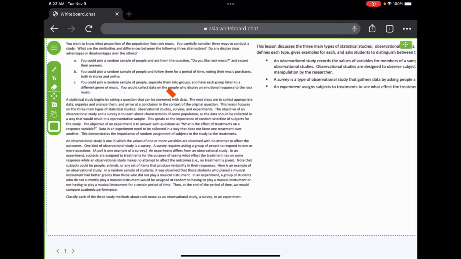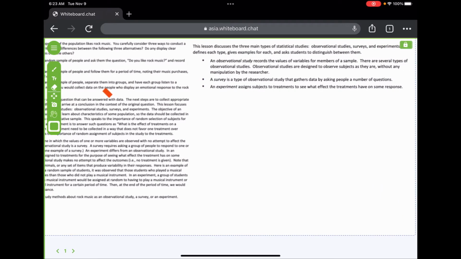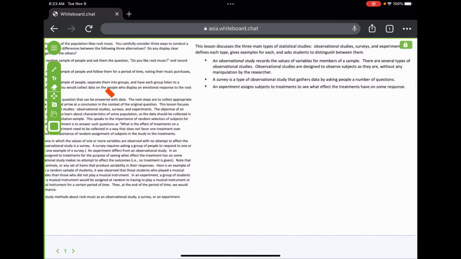So if we start here, you need to notice this over here. This is the main thing. This lesson discusses the three main types of statistical studies: observational studies, surveys, and experiments. And it defines each type, gives an example of each, and asks students to distinguish between them.